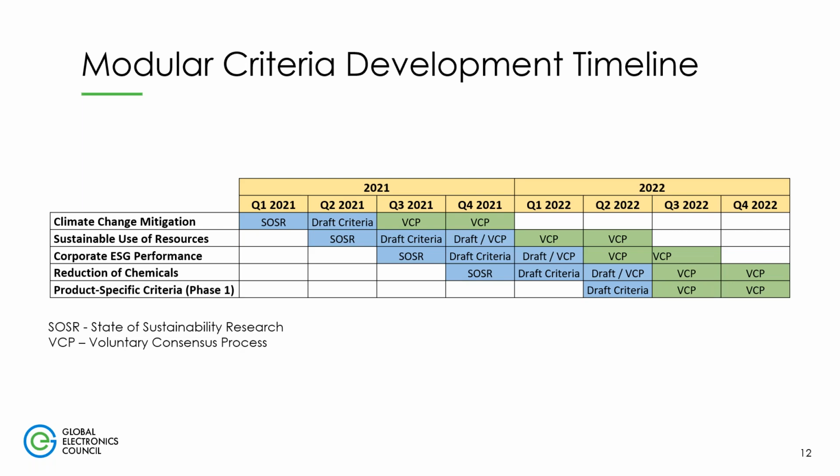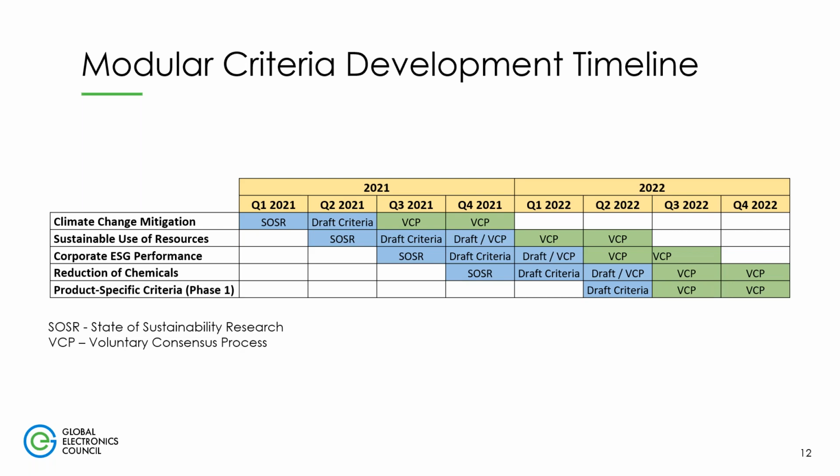So now what I'd like to talk a little bit about is first the timeline for criteria development, and then the timeline for implementation in the product categories. So first, this is the proposed timeline for developing the sustainability impact criteria.